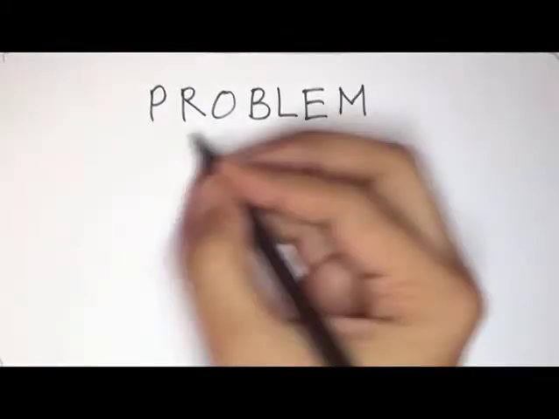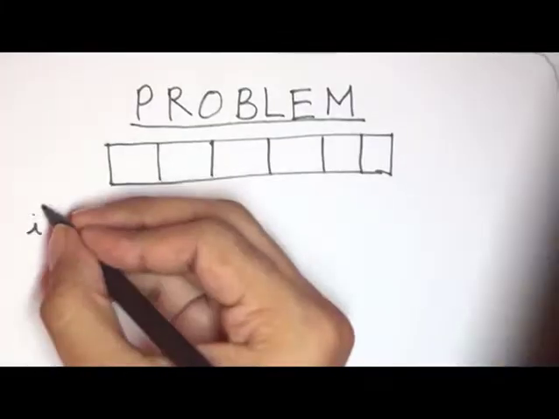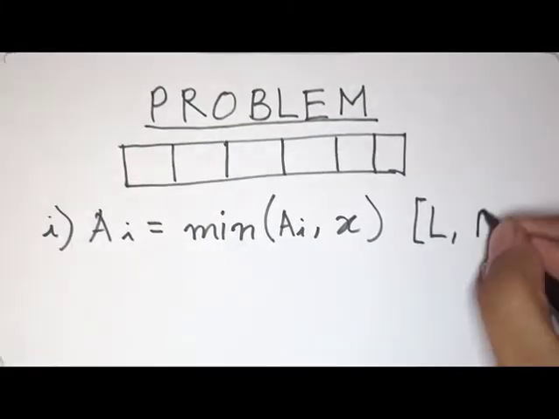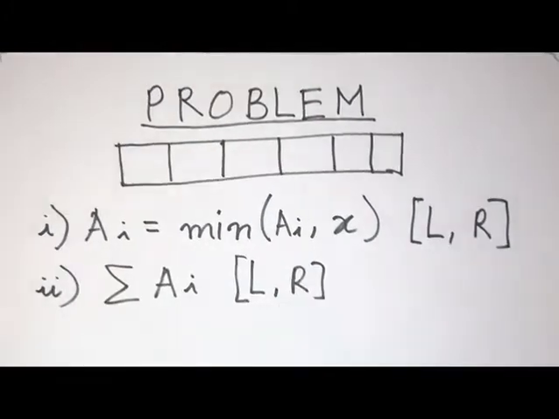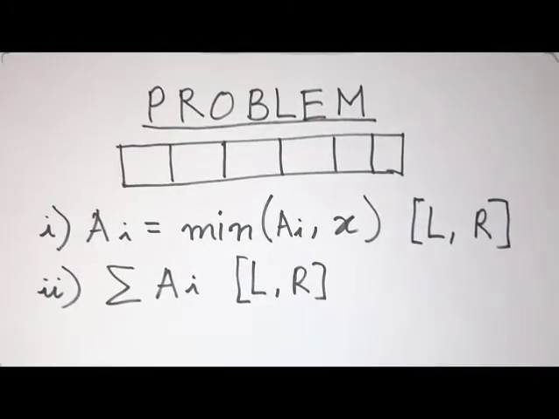Consider this problem. Given an array of size n, we need to perform the following queries. First, change ai to the minimum of ai and x in some interval for some given x, and second, find the sum of all elements in some interval. Think about it. Pause the video and give it a try. Here we can obviously use the idea of segment tree beats. That's the point of the whole video.